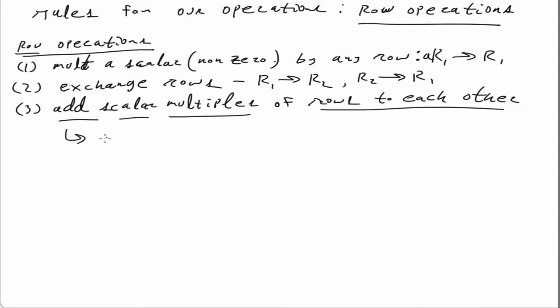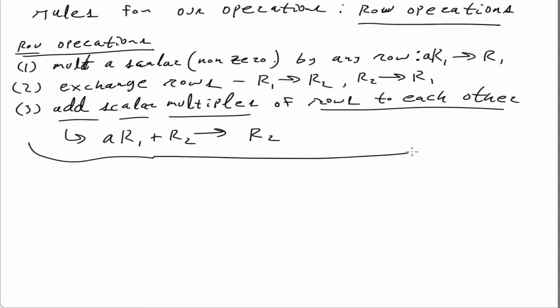This is obviously the one that I think maybe has the most going on in it. What we can do is, of course, take A, some non-zero scalar multiple, times row 1, for instance, and then add it to row 2, and that will become my new row 2. All right, and with all of these, it preserves S, the solution space, or the solution set. So let's look at an example really quick.